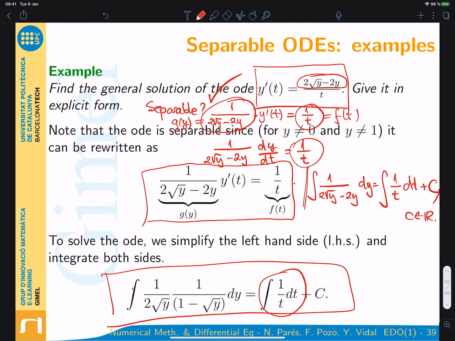Let me go back. I wanted to point out here that when we divided everything by this expression, of course, when y is equal to 0 or y is equal to 1, we cannot do that because the denominator would be 0. So for y equals 0 and y equals 1, we need to remember that we must check those cases separately. Are they solutions of the differential equation? We should check that, okay?